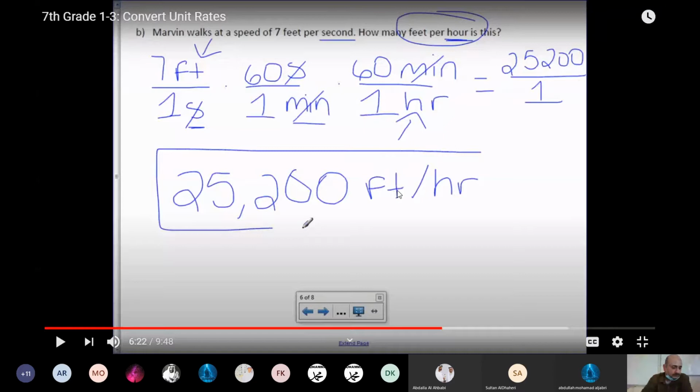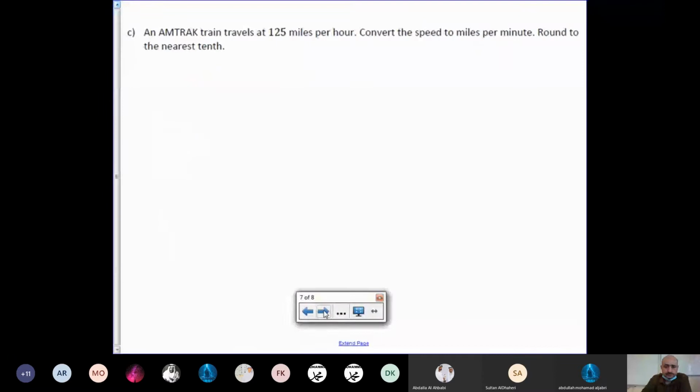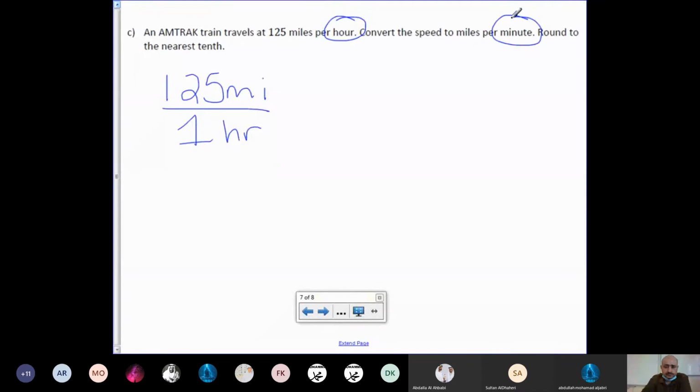Letter C. An Amtrak train travels at 125 miles per hour. Convert the speed to miles per minute, hour to minute. Round to the nearest tenth. That's important because we know we want a decimal. So here we go. I want to change hours to minutes. Since hours is in the denominator, I'm going to place it in the numerator. I'm changing hours to minutes. So the hours cancel, which is exactly what I want, and I'm left with miles and minutes.